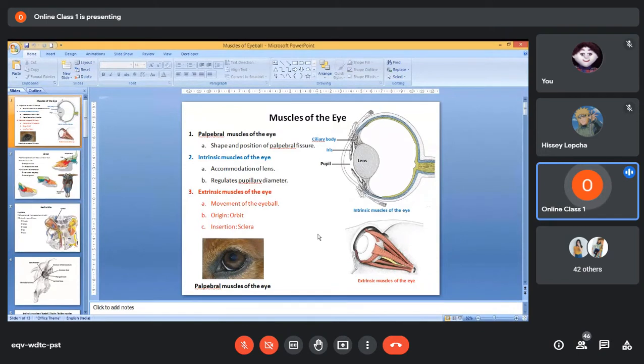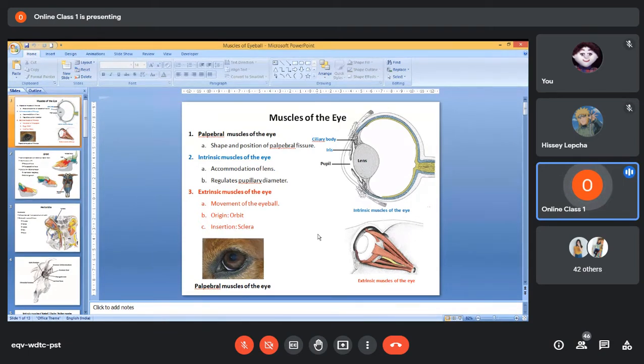So in darkness, usually the muscles of the iris contract. As a result, the pupillary diameter will increase and more light can enter the eye. As a result, you can see. So the intrinsic muscles of the eye are mainly responsible for the accommodation of the lens and regulating the pupillary diameter. Accommodation of the lens is basically done by the ciliary muscles, and regulation of pupillary diameter is mainly done by the muscles of the iris.